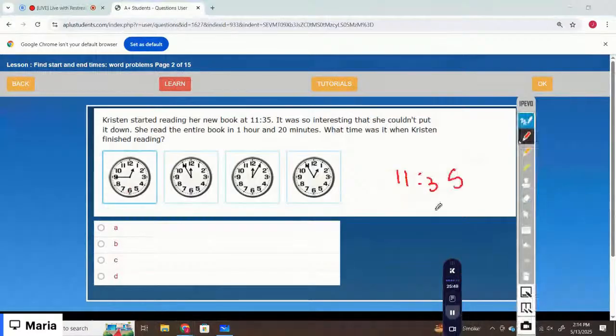11:35 and 1 hour and 20 minutes. 35 plus 20 is 55. 11 plus 1 is 12. So that means the time is 12:55. That means just 5 minutes to go.